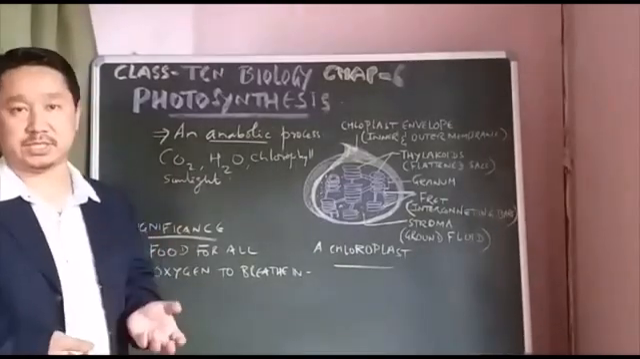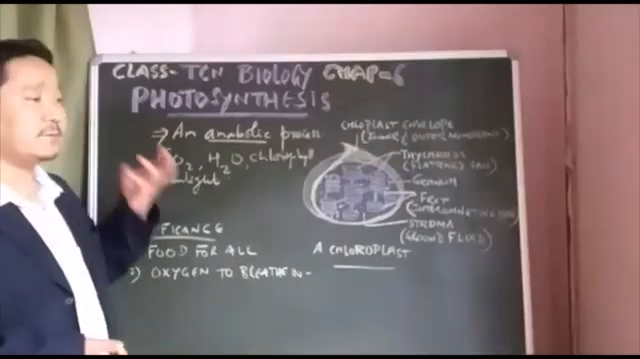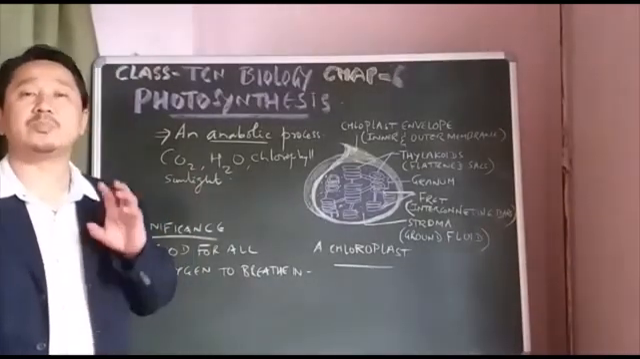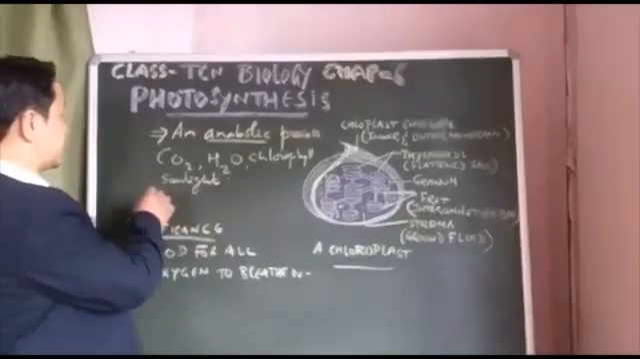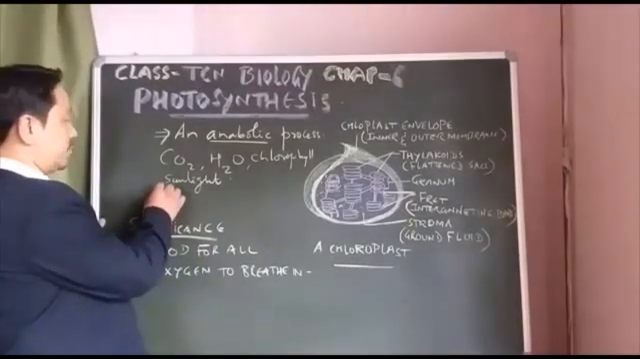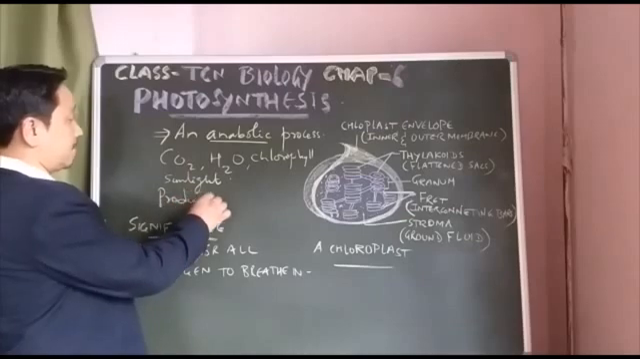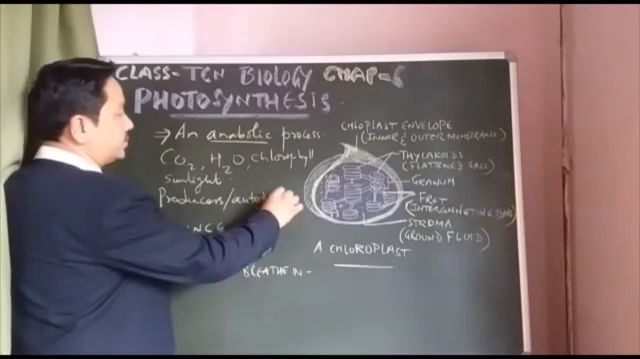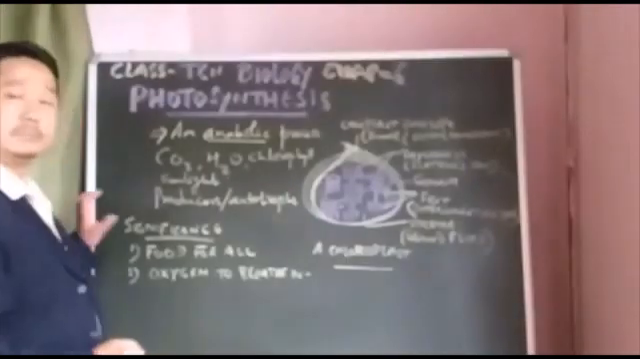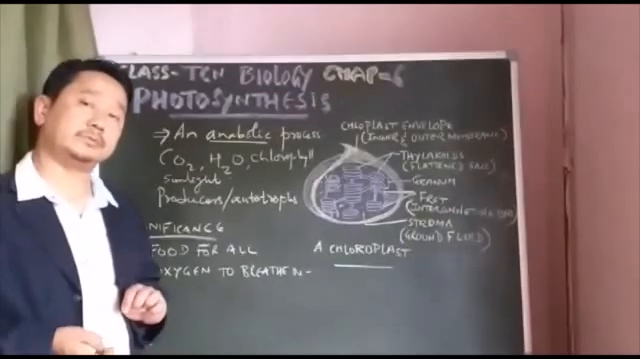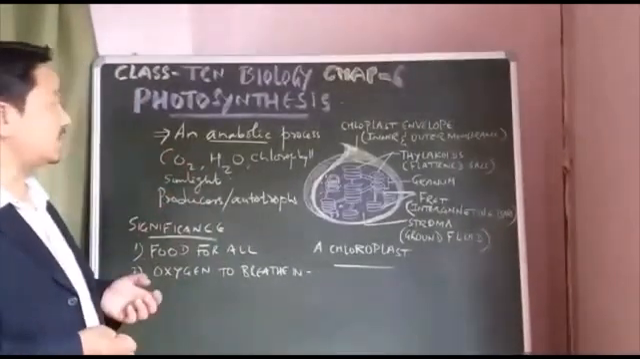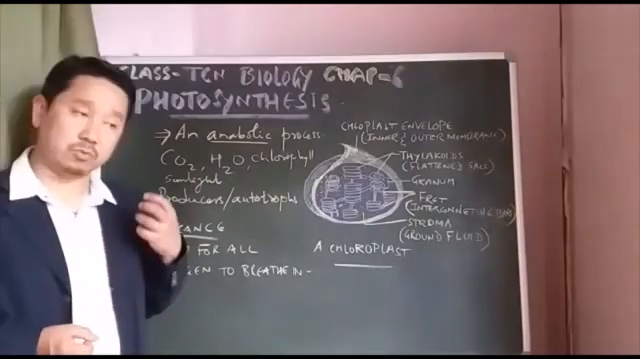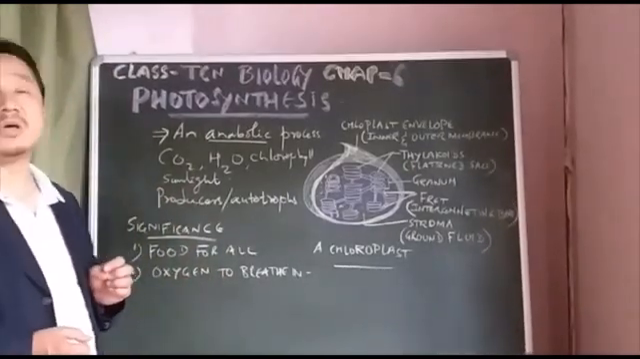That is photosynthesis. Since green plants manufacture their own food, they are also called producers or autotrophs. Producers are autotrophs. So this is your photosynthesis. Now we will go directly into the significances of photosynthesis.